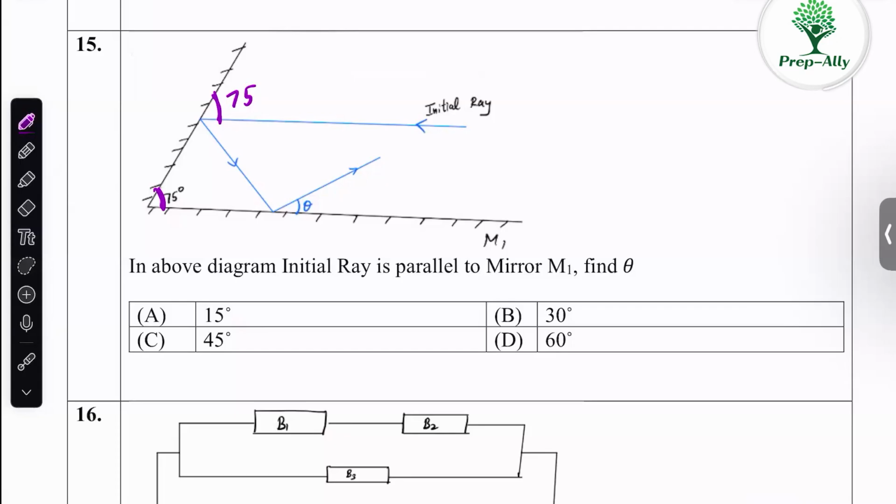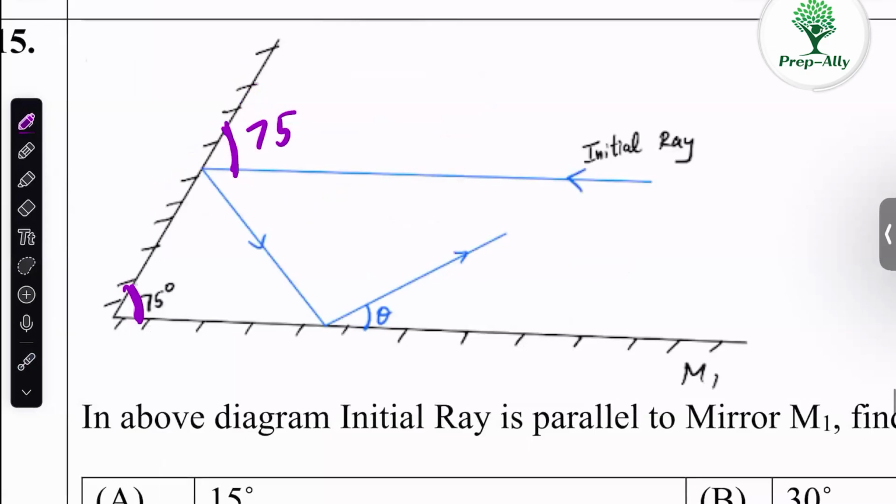Now for a ray, plane mirror, incident ray, reflected ray. Incident ray also will make 75 with the mirror. Reflected ray also will make same angle. So angle of these two will make same angle with the mirror. So this is also 75. Now we have a triangle. So if these two are 75, 75, 150, then the third angle has to be 30 degrees.